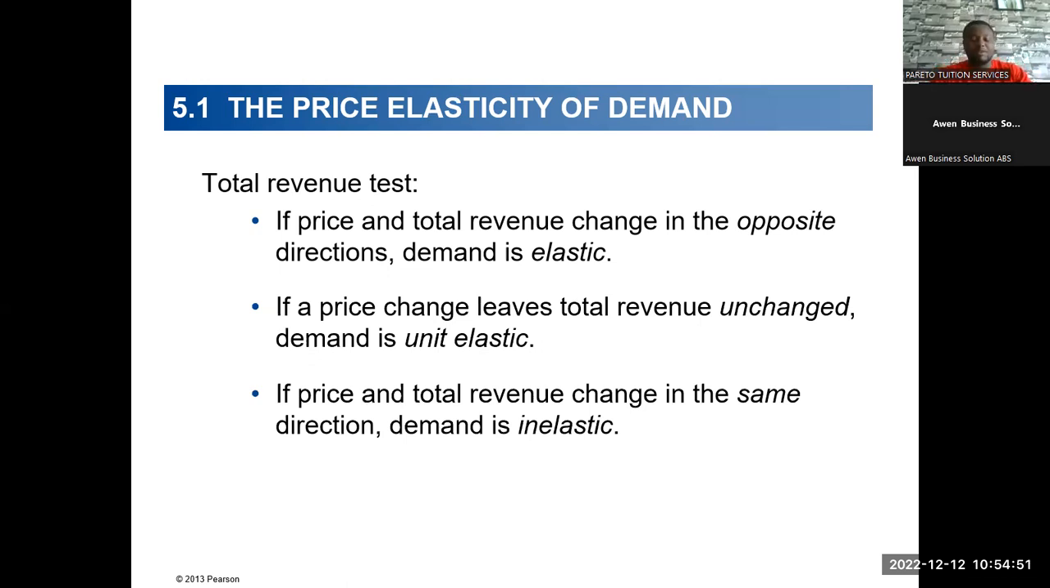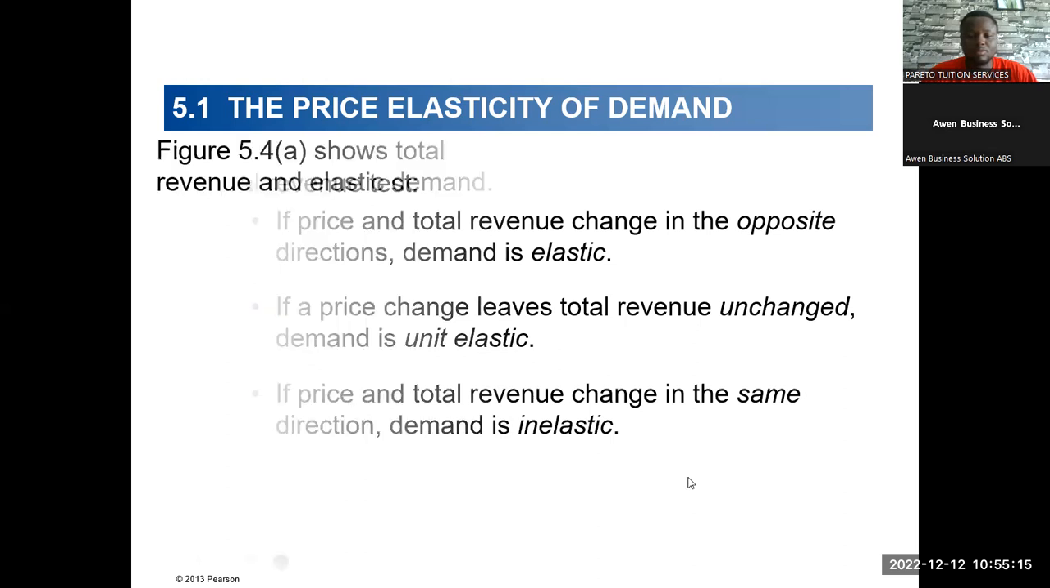If you increase price, total revenue too will do what? Will increase. But if you increase price and total revenue doesn't change, it means that the demand for the good is unit elastic. So with that one, there's no need increasing your price at all, because whether you increase price or not, there will be no change in your total revenue.